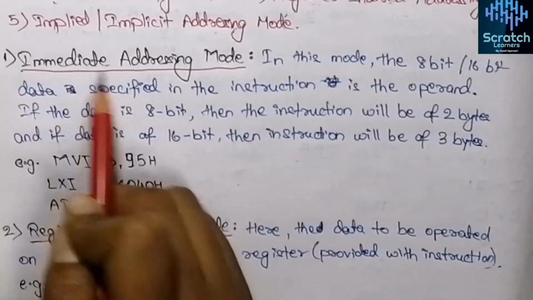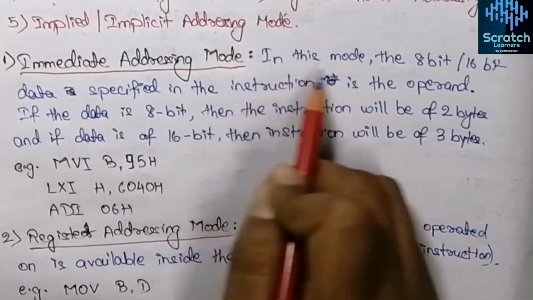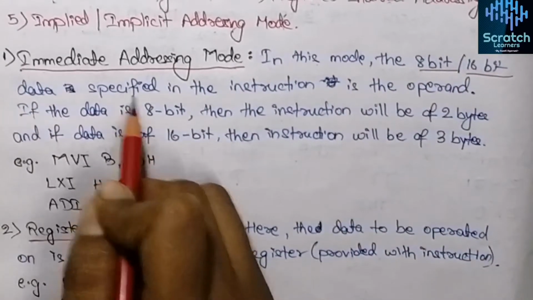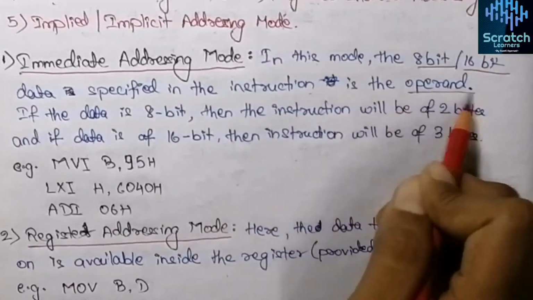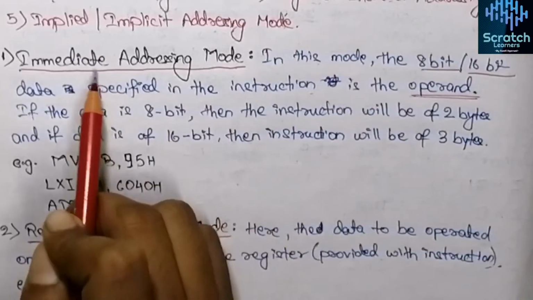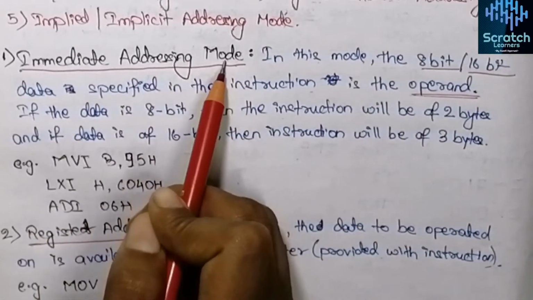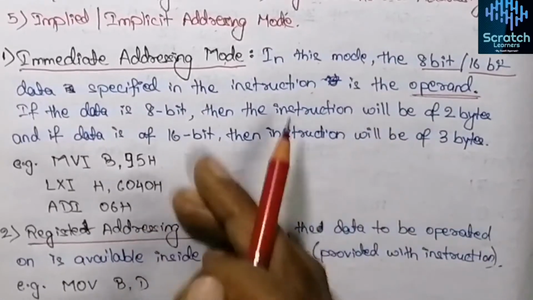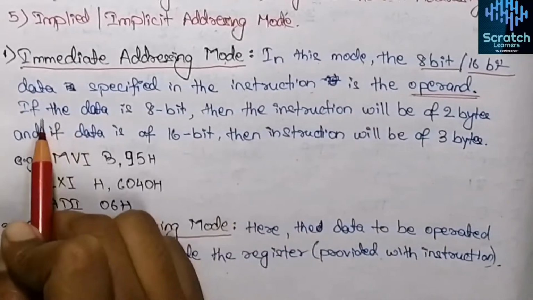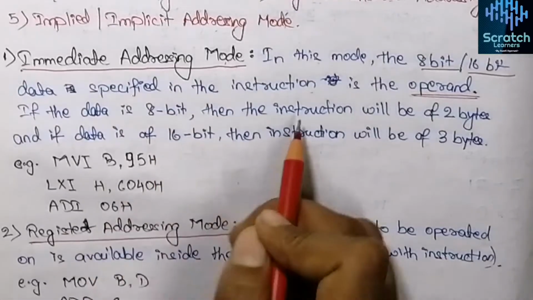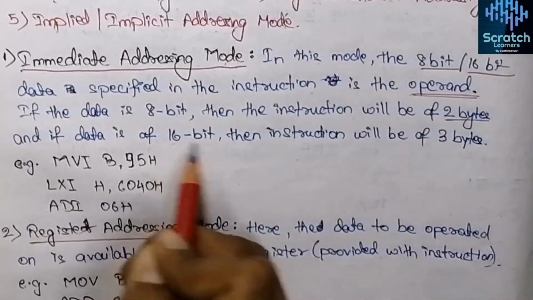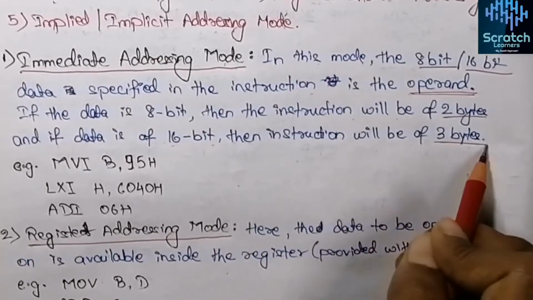The first one is immediate addressing mode. In this addressing mode, the 8-bit or 16-bit data specified in the instruction is the operand. So whatever data is specified in the instruction is the operand in immediate addressing mode. That means the source operand on which some operation is going to be performed is always the data. If the data is 8-bit, then the instruction will be 2 bytes. And if the data is 16-bit, then the instruction will be 3 bytes.